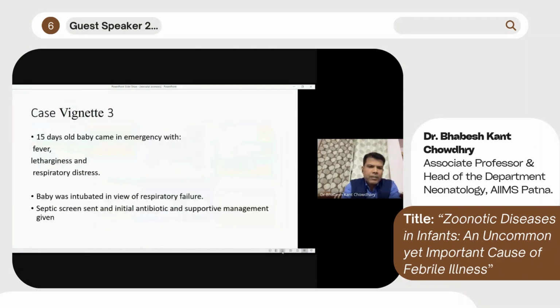Next case. This is the third case. This is a 15-day-old baby who came to the emergency, actually 4 years back, not in recent times, with fever, lethargy, and respiratory distress. The baby was intubated in view of respiratory failure because he was not maintaining saturation. A septic screen was sent, and initial antibiotics and supportive management were given in view of suspected late-onset sepsis.